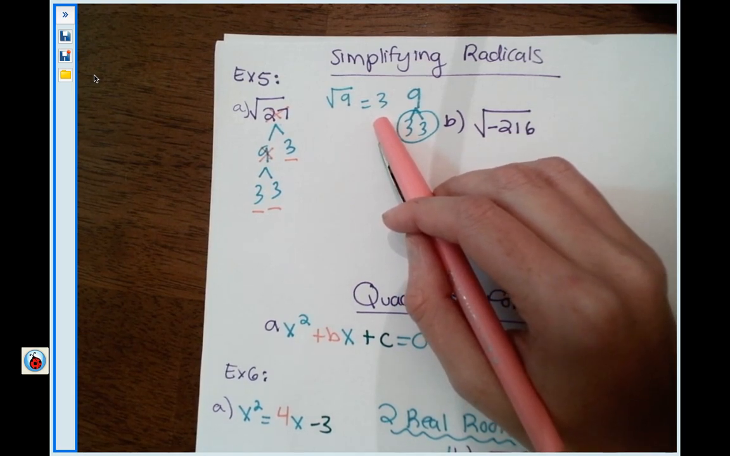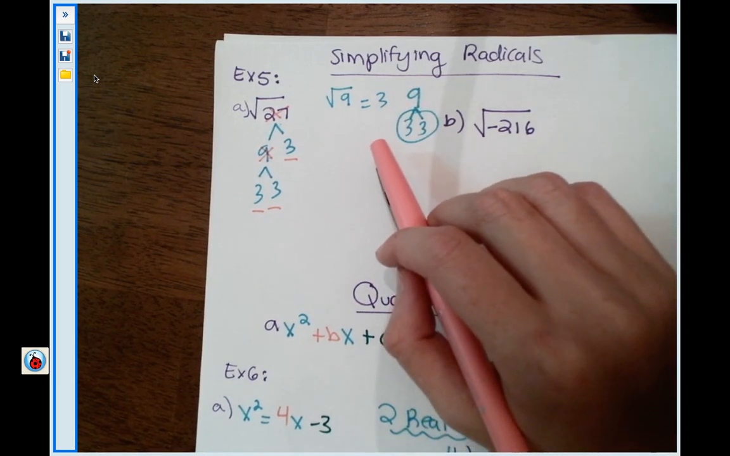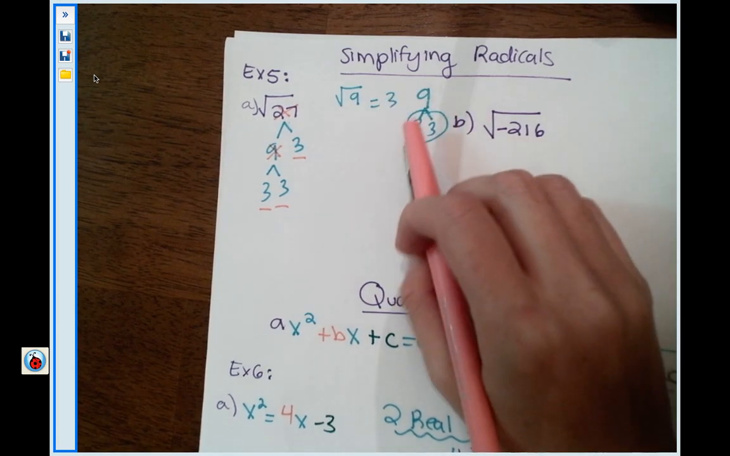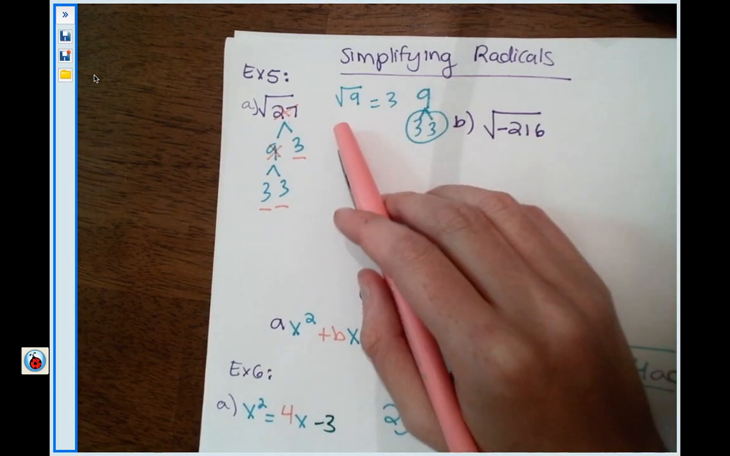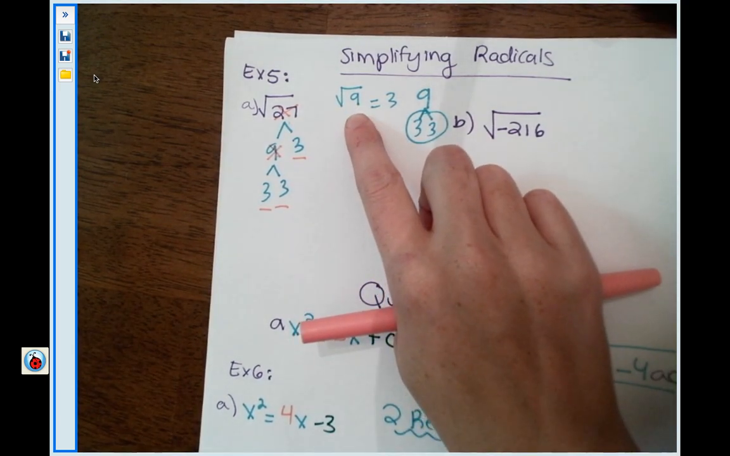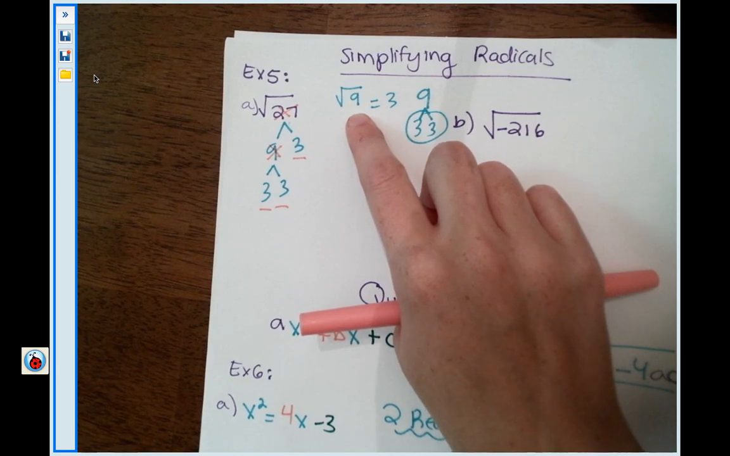Okay, so let's see here. I'm looking for pairs. The analogy I like to use, you guys, is we're looking for cute couples, and if you spot one, they get to leave and go on their hot math date, which means they hop outside the radical. If we have any numbers that are left over, they stay inside for the night because they're lonely and they're single and they're sad.